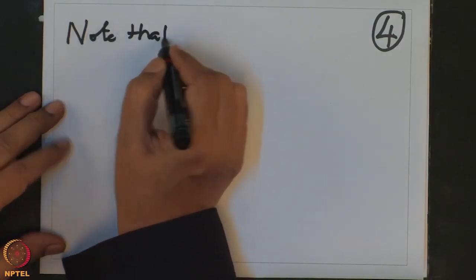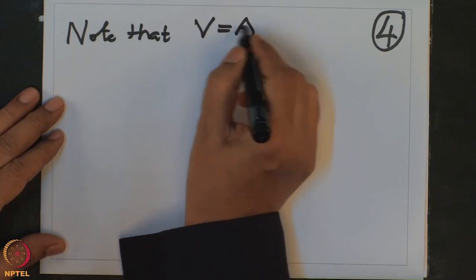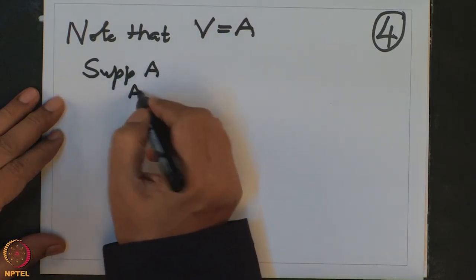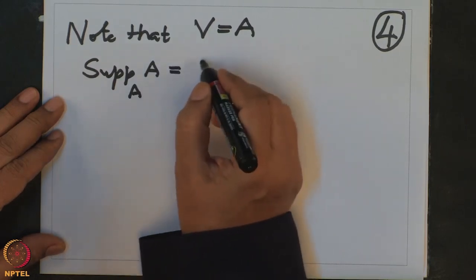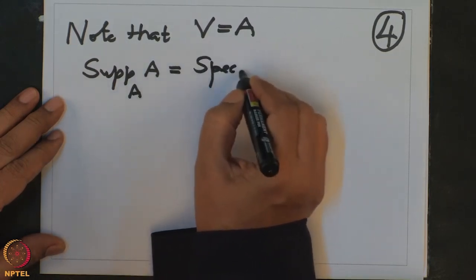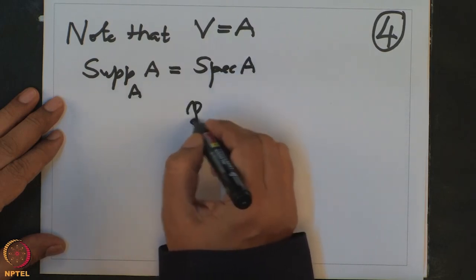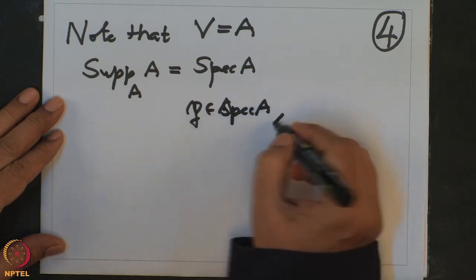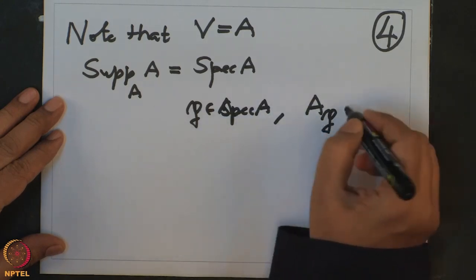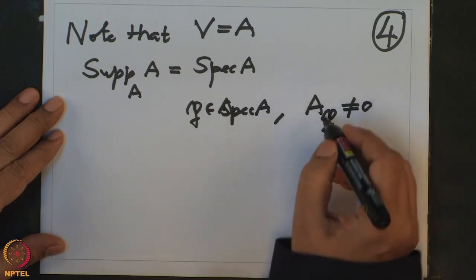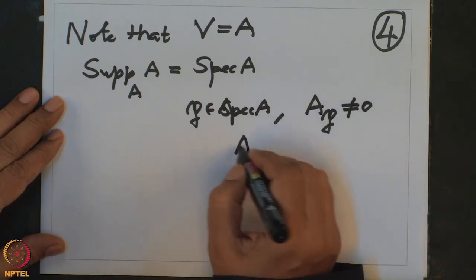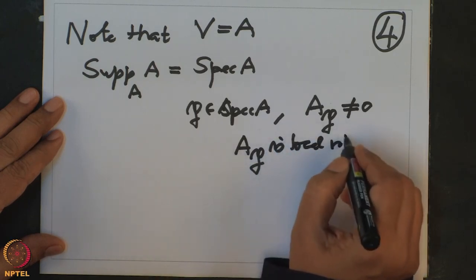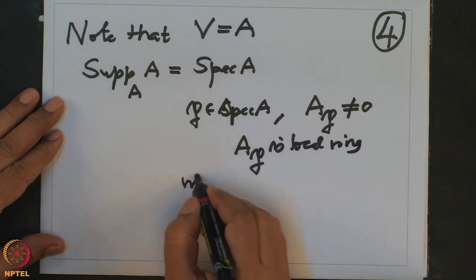So, note that if I take V equal to A, then what is the support of A as an A module? This is precisely all the prime ideals, because when I take any prime ideal in A and localize, this ring is non-zero, because in fact A_P is a local ring with a unique maximal ideal.